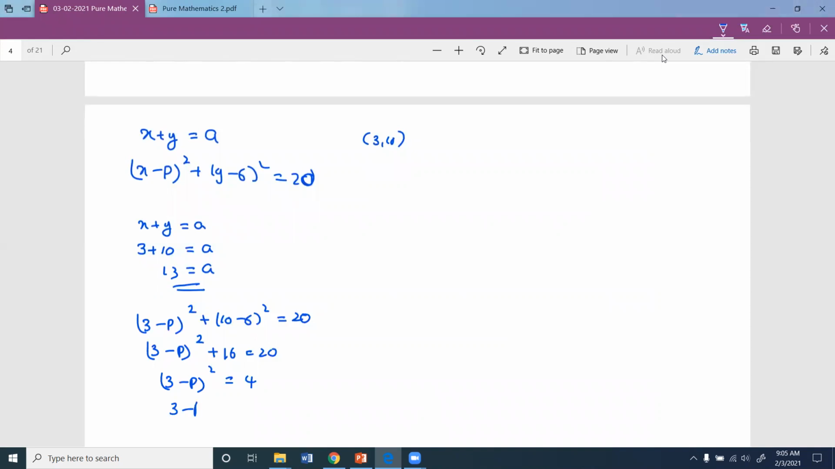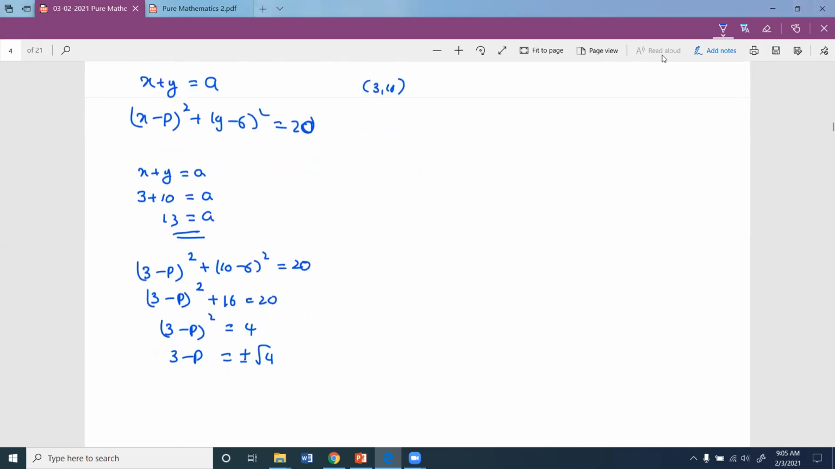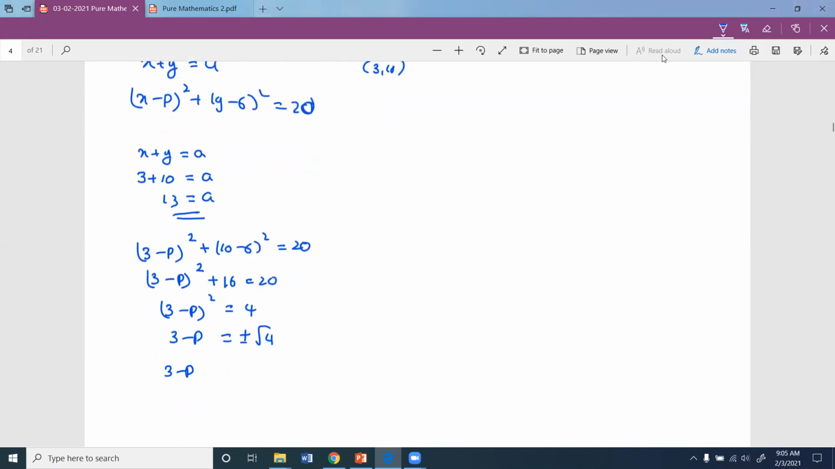That is 3 - p = ±√4. With this you can write 3 - p = 4, therefore p = -1. The other one is 3 - p = -4, therefore p = 7. Right, so these are the two solutions of p.